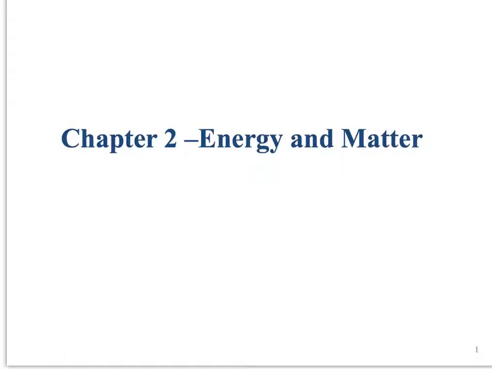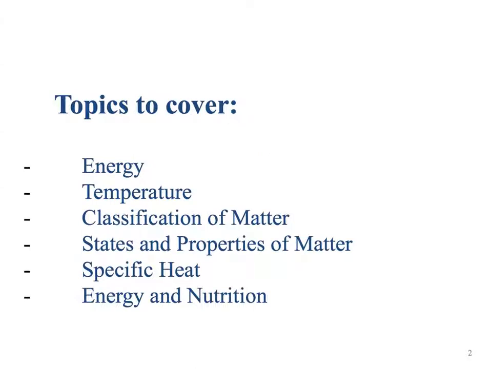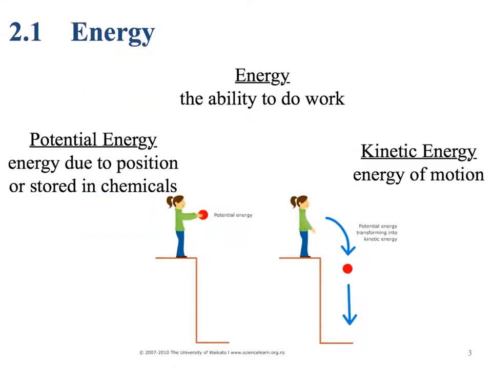Chapter 2 is about energy and matter. In this chapter, we'll talk about energy, temperature, classification of matter, states and properties of matter, specific heat, and we'll discuss a little bit about energy and nutrition. So, what is energy? Energy is defined as the ability to do work.